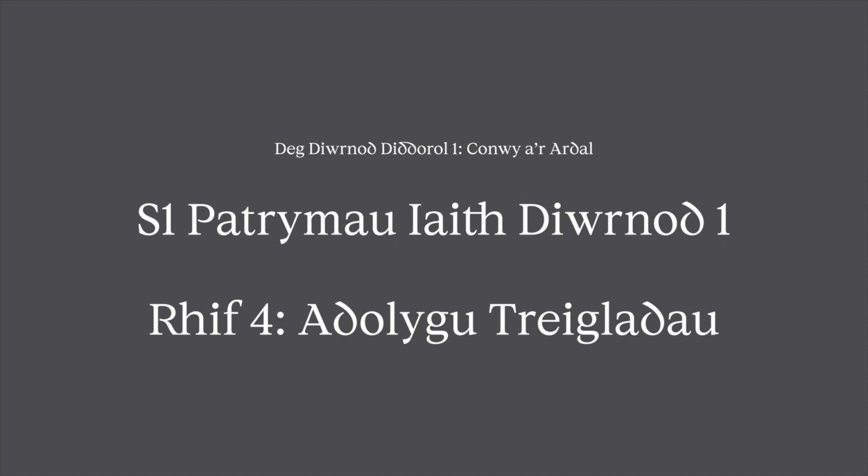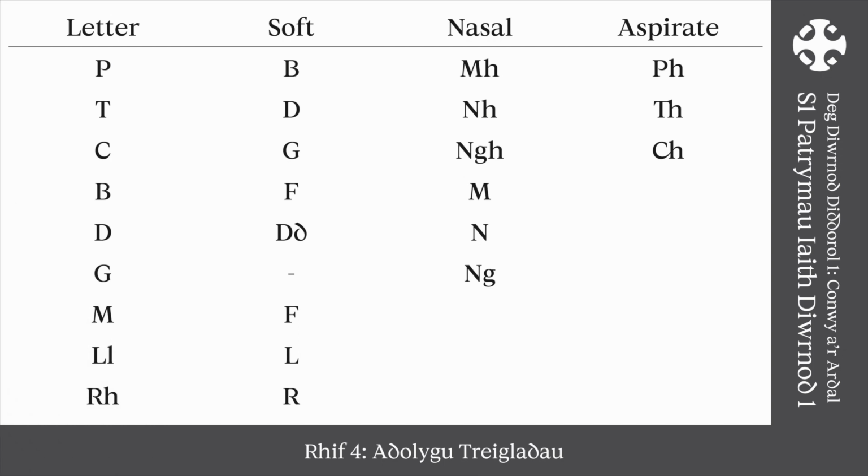Rhif 4. Adolygu treigladau. Revising mutations. Mutations are everywhere, so a quick recap is always useful. These are the letters that mutate. P, T, C. B, D, G. M, Ll, Rh. Treiglad meddal. B, D, G. F, dd. F, L, R. Treiglad trwynol. Mh, nh, ngh, n. Treiglad llais. Ph, th, ch.